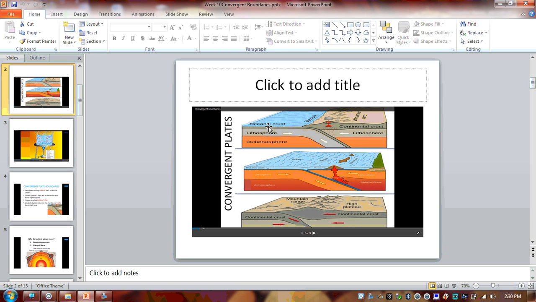In the first example, it shows how an oceanic plate is moving towards a continental plate. In the second visual, it shows how an oceanic plate is moving towards another oceanic plate. In the third visual, you have a continental crust moving towards, or converging towards, another continental crust. Now, how do these plates move? We discussed that very briefly in the previous lesson, but we will go into greater detail right now.